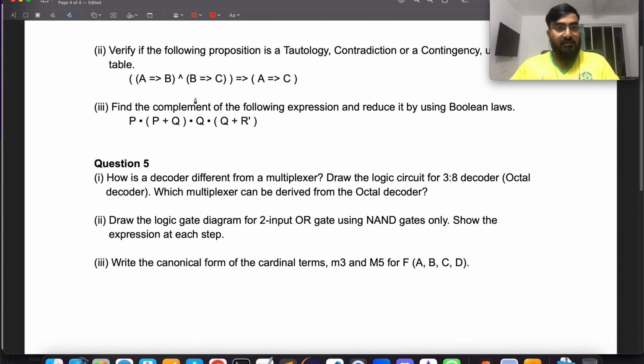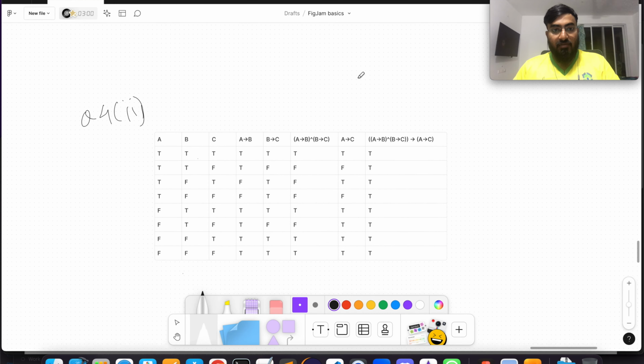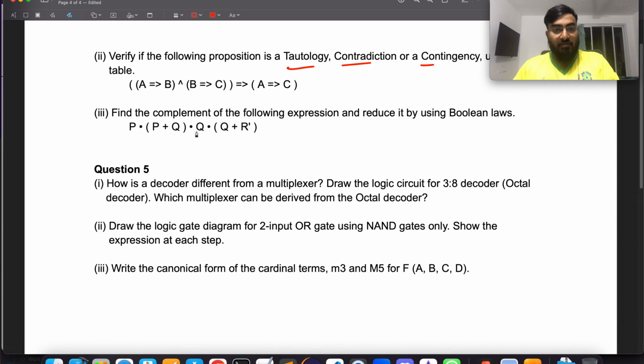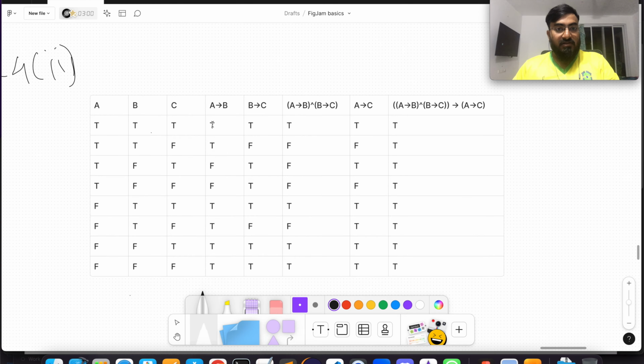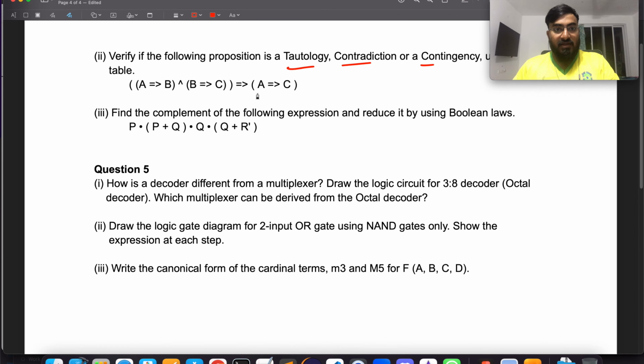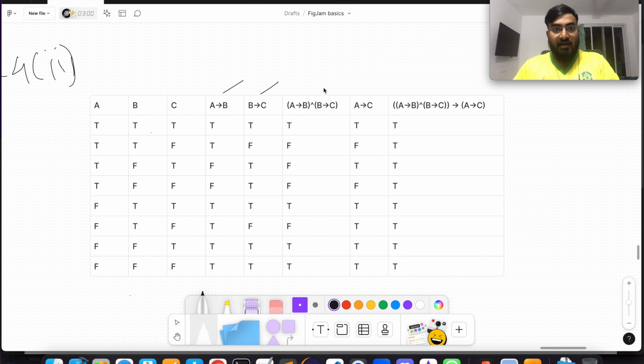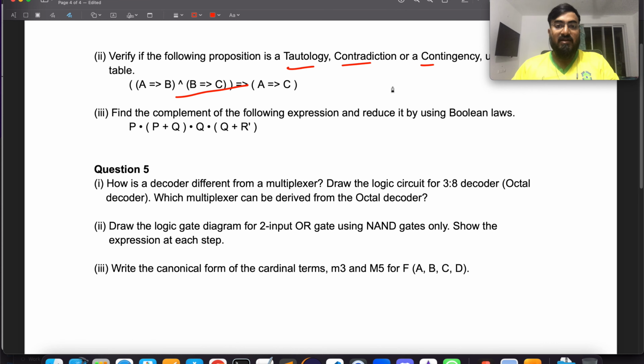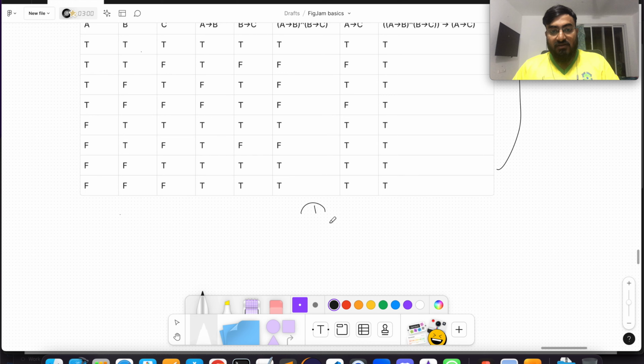The next part is to verify whether this is a tautology or contradiction using a truth table. So you have to create a truth table, and this is the truth table that I've created. You have 3 variables here, A, B and C. This is A implies B, this is B implies C, this is the intersection, and then I have A implies C. So this entire thing is considered P, this is considered Q, and this is P implies Q. Finally, you have all the rows as true, which means it is a tautology.